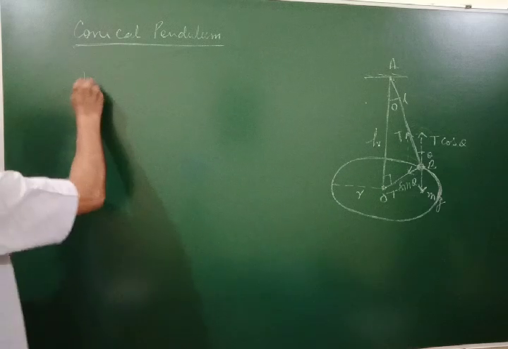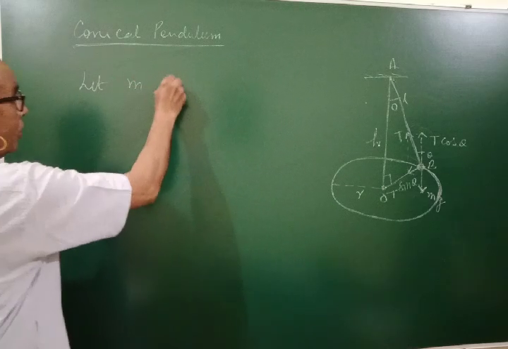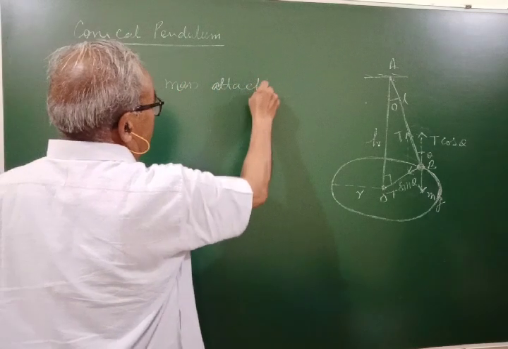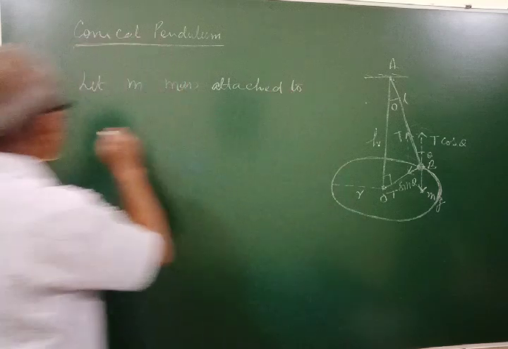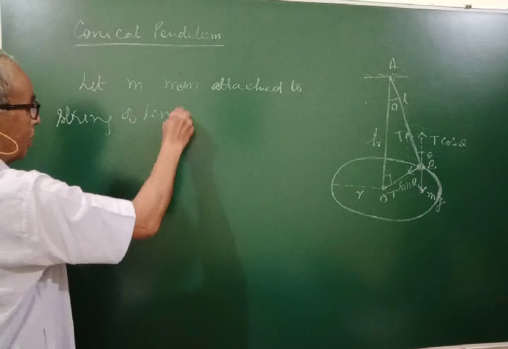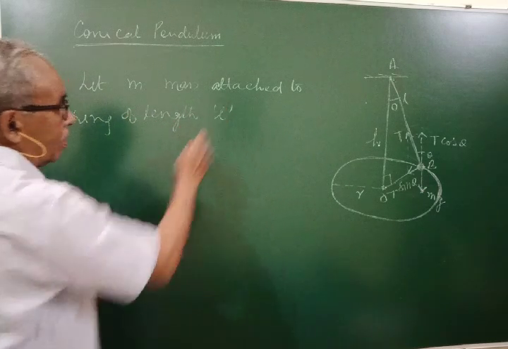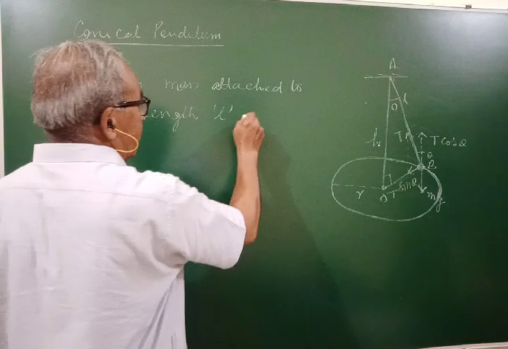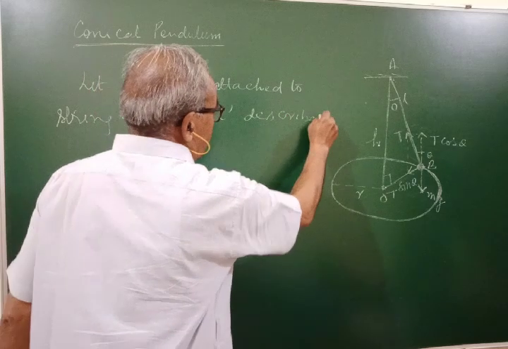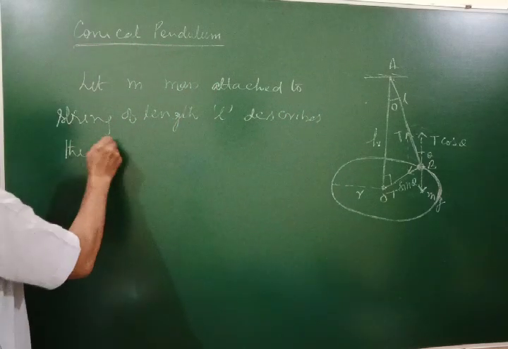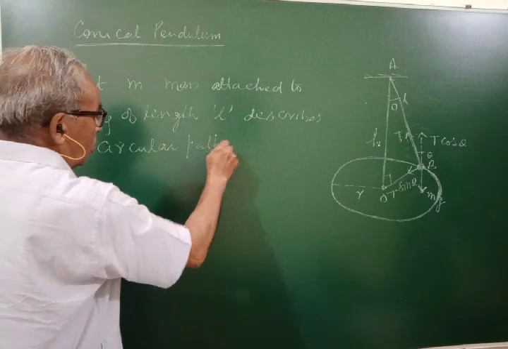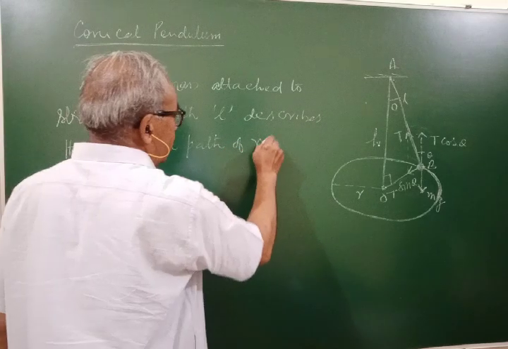Now let mass m attached to a string of length L describe a circular path of radius r.